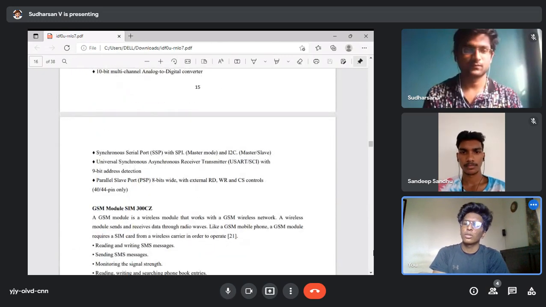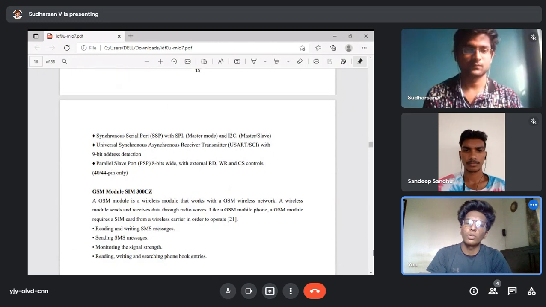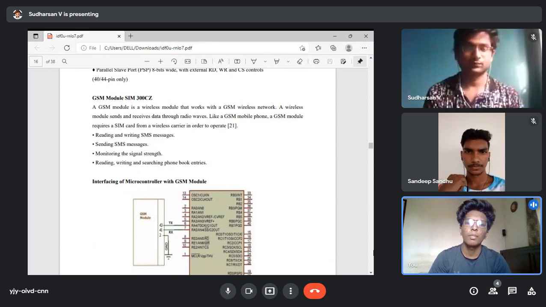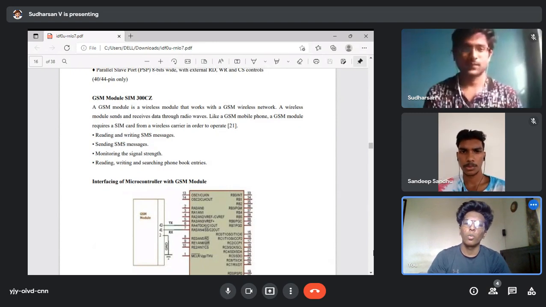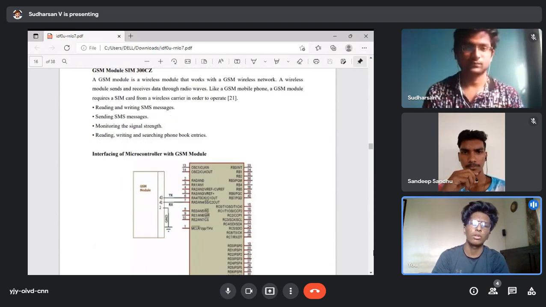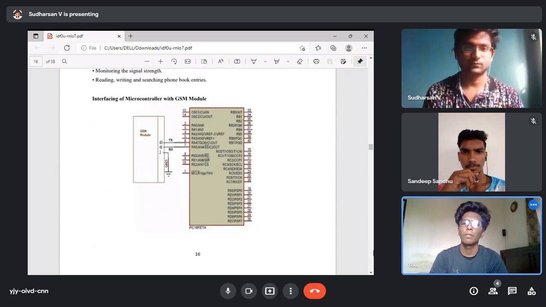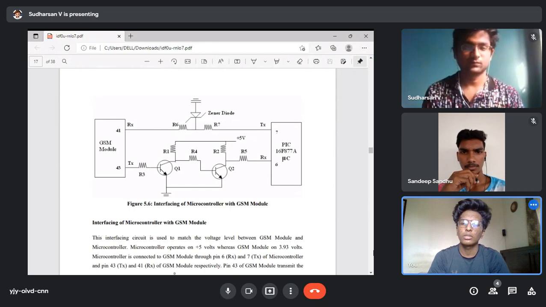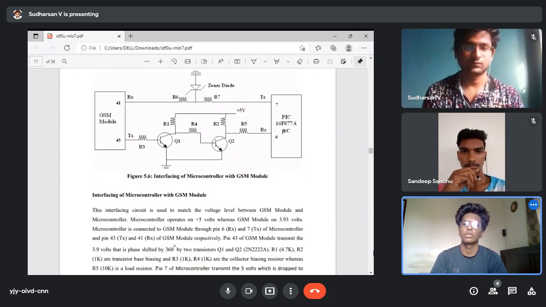So next one is the GSM module SIM300CZ. A GSM module is a wireless module that works with the GSM wireless network. A wireless module sends and receives data through radio frequencies. Next, the interfacing of the microcontroller with the GSM module. It's a diagram.